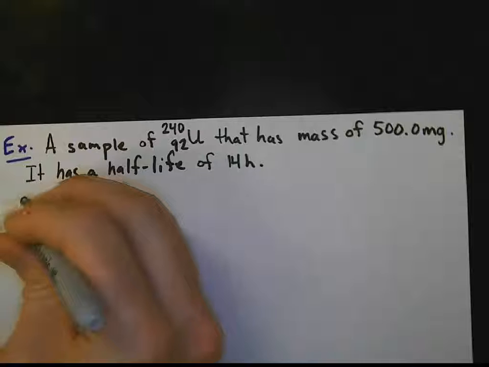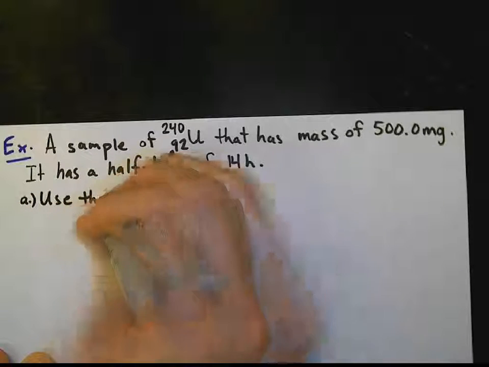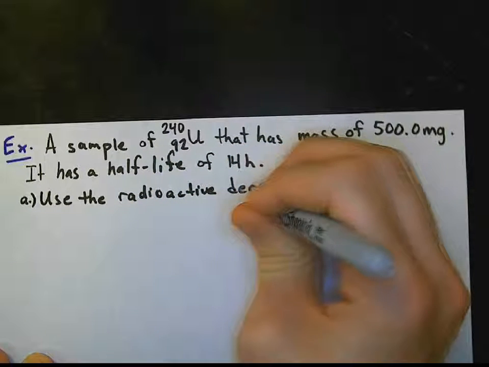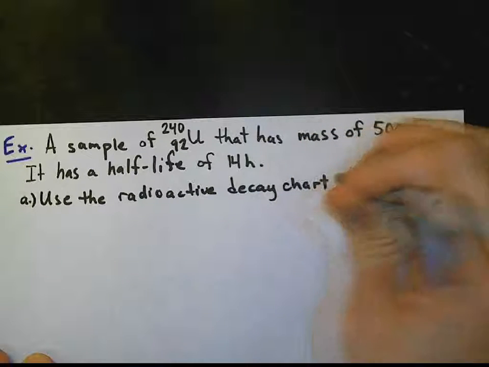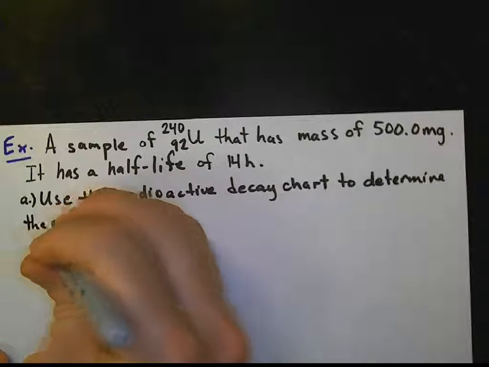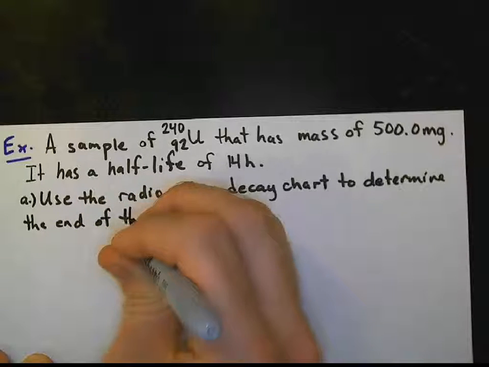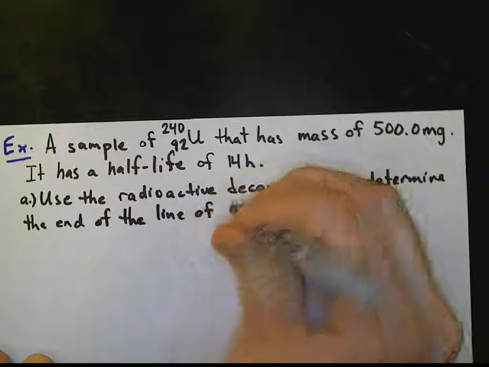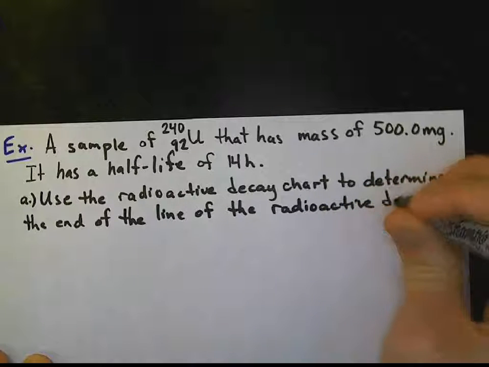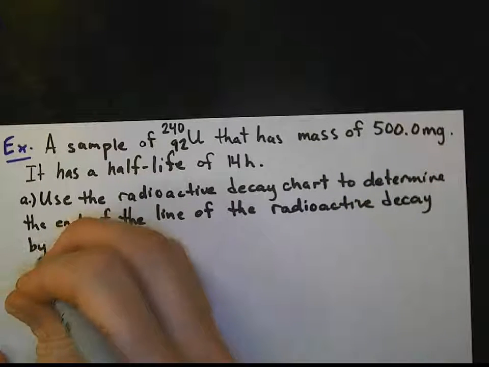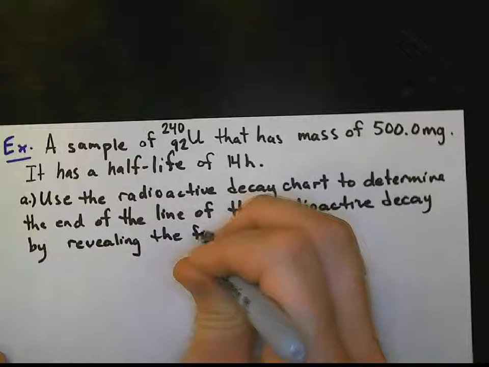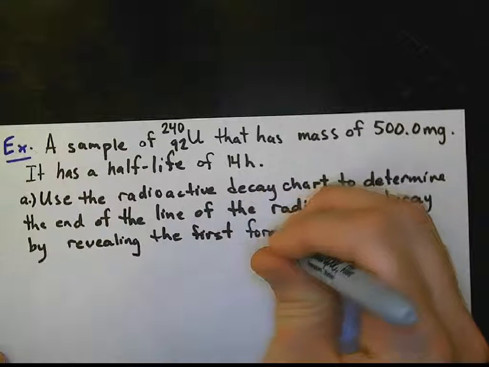In part A, let us use the radioactive decay chart to determine the end of the line of the radioactive decay by revealing the first formed stable isotope.